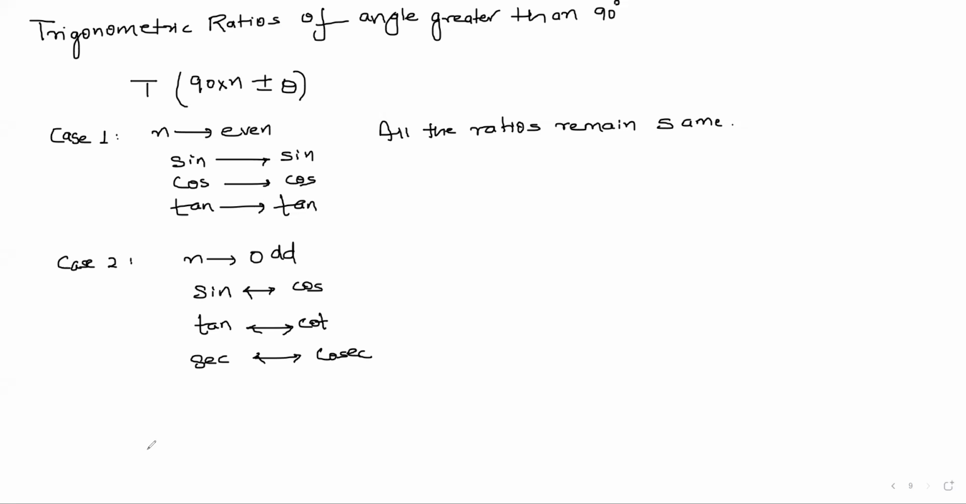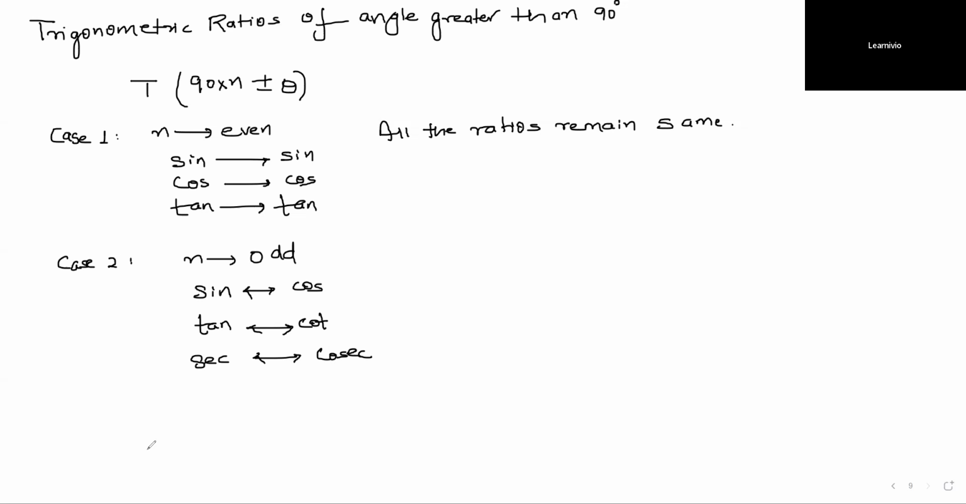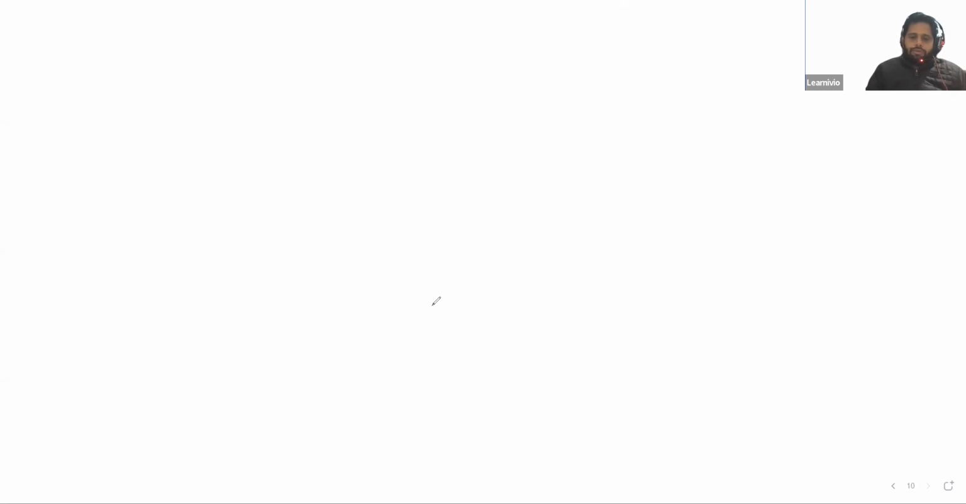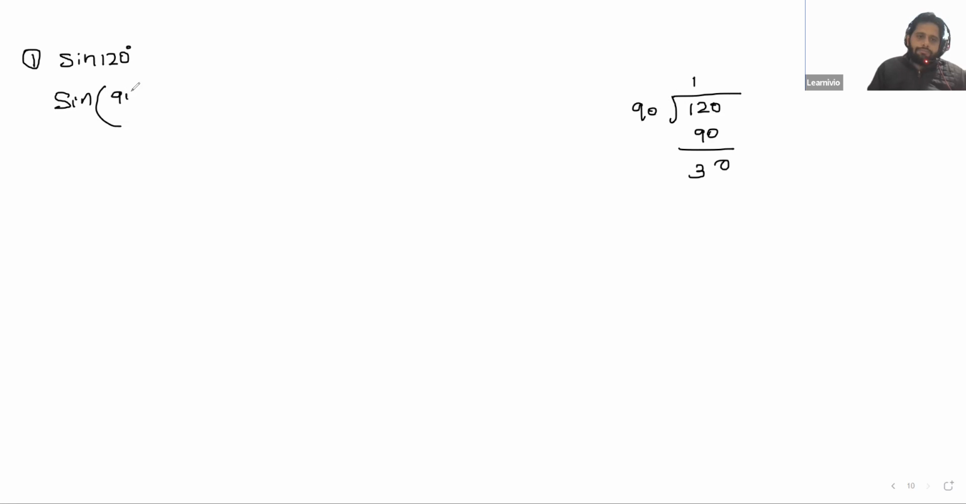Yes, sir, done. We will take an example. ठीक है, तो कैसे करना है, suppose we have this question sin 120. Okay, so always write the angle in terms of 90. ठीक है, उसके लिए best method is always divide that with 90. So 90 ones are 90, remainder is 30. Okay, so always write this sin 90 into this number. So 90 into 1 plus 30. Noma, this is clear?